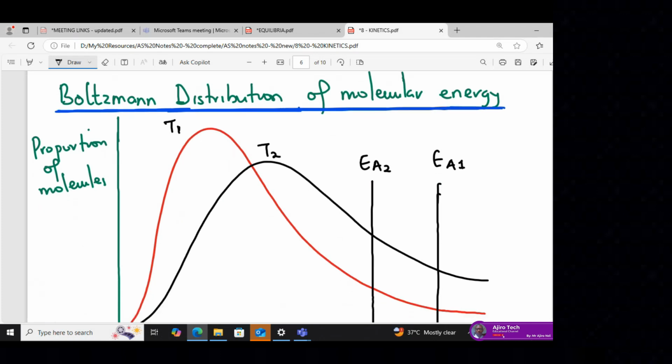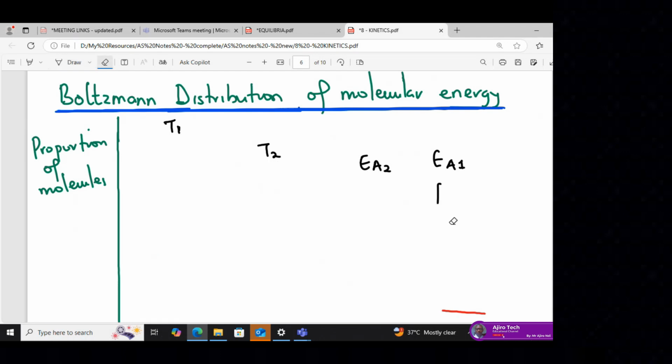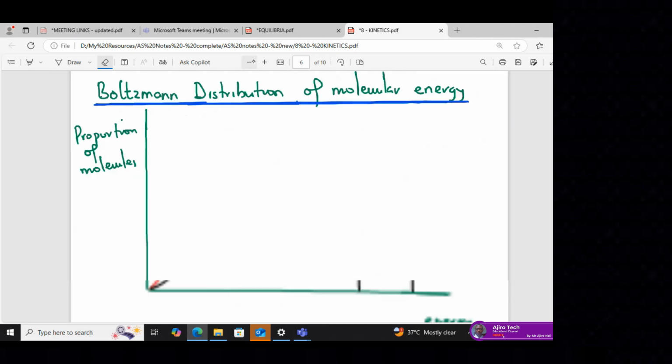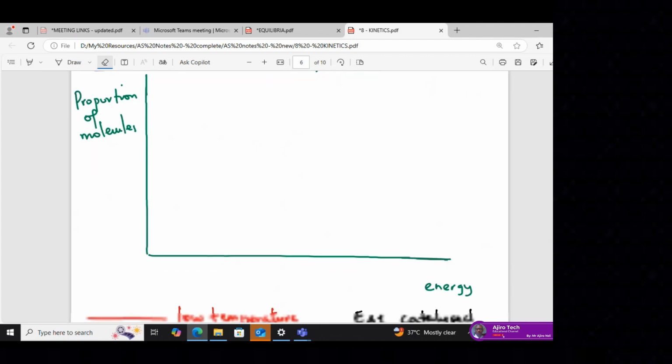Now this one. Can you read? Boltzmann distribution of molecular energy. Let me go and draw it for you. Proportion of molecules. Hold on, please. Let me clean, so you can understand this. When you want to represent the energy of reacting molecules, they don't all have the same amount of energy. Some have high, some have low, distributed about a mean.